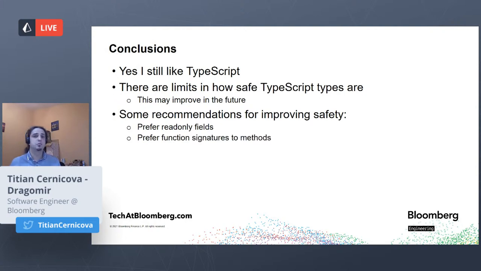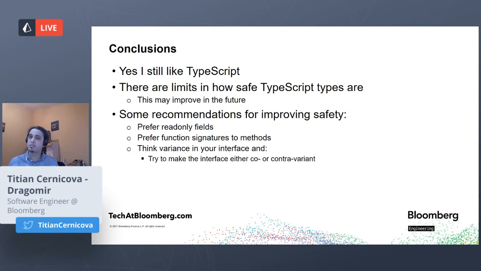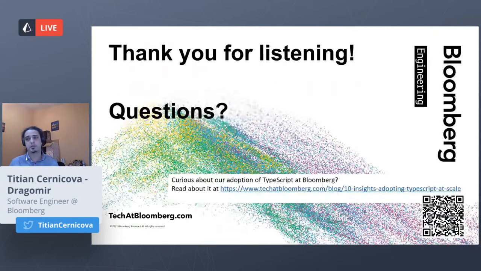Prefer function signatures to methods. We saw that method signatures are always bivariant, while function signatures do respect variance more closely. And think about variance when you build interfaces. Try to make them either co- or contravariant. And if that's not possible, at least make them invariant. If they can't relate, that is still safe, although it might be a pain for your users. Also, avoid making bivariant interfaces, because since assignability can go in either direction, usually that is a recipe for runtime errors.